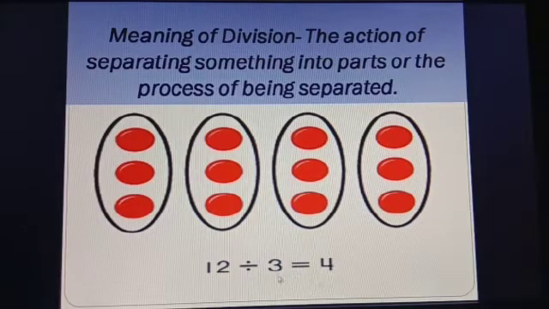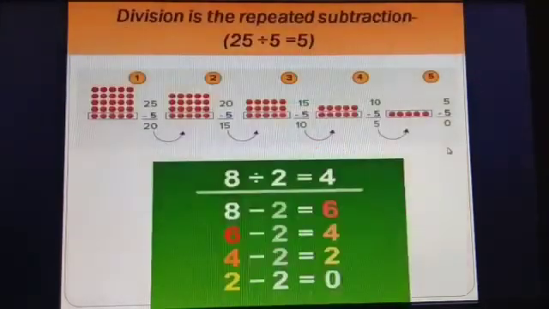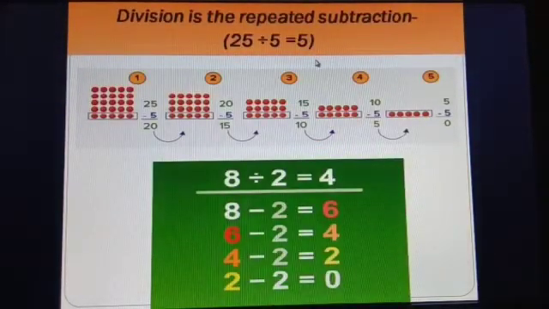Another way, we will count the table of 3. How many times is 12 coming? 4 times 12 is coming. So the answer is 4. This is division. You are very familiar with division. You have done it in earlier classes. Now just see, division is repeated subtraction. As we discussed in multiplication, multiplication is repeated addition. In the same way, division is repeated subtraction.